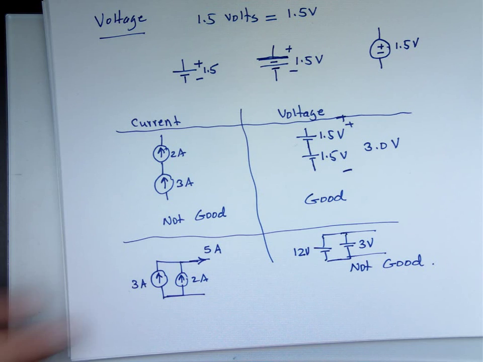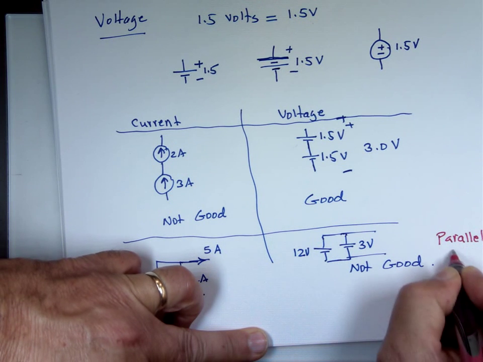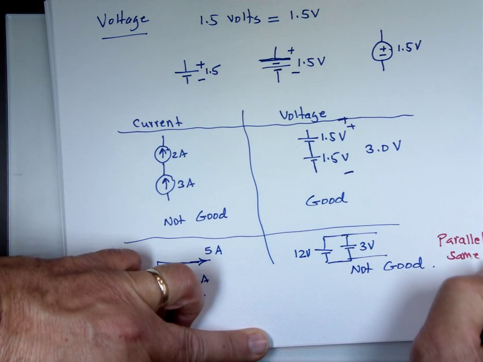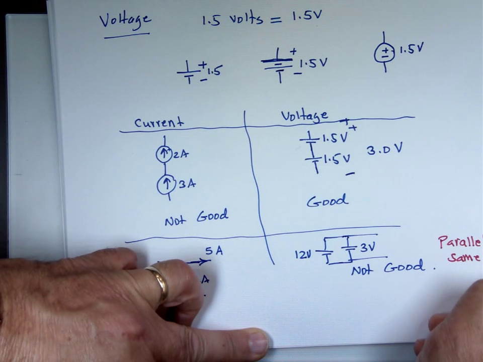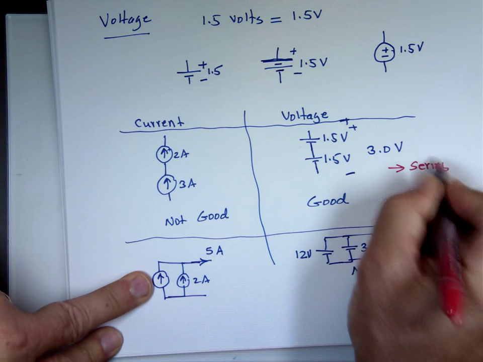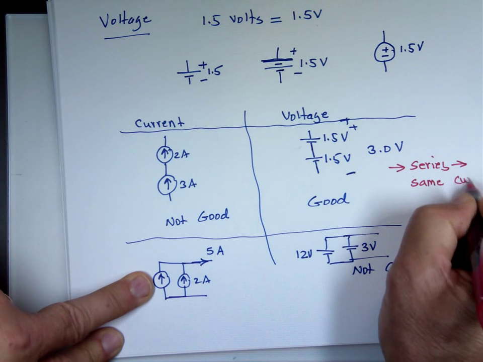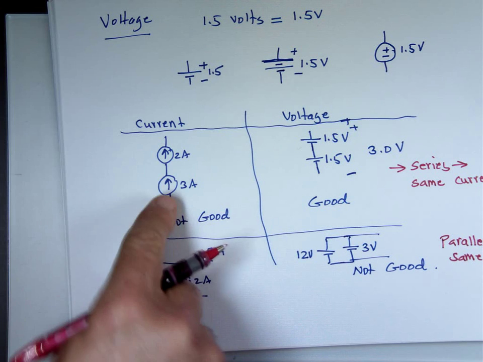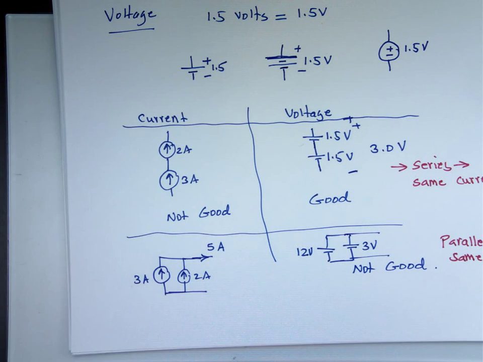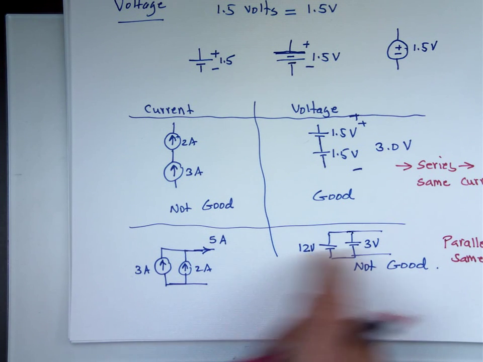This is called parallel connection down here on the bottom. And in parallel, we know they have the same voltage. And the top connection is called what? Series, yep. These have what? Same current, not voltage. That's why this is a no-no. You can't have 3 and 2. It's supposed to be the same current. They can be 2 and 2, but not 3 and 2. These can be 12 and 12. That's okay, but not 12 and 3.